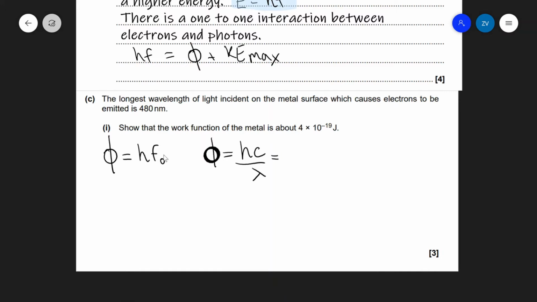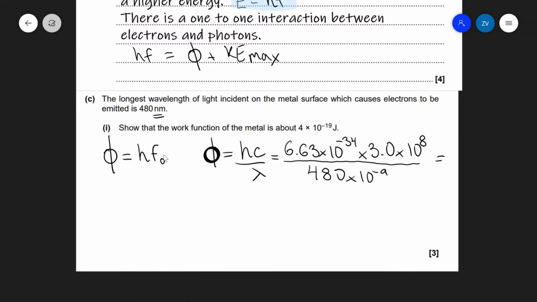So the work function will be equal to Planck's constant, which is 6.63 times 10 to the power of minus 34, times the speed of light, which is 3.0 times 10 to the power of 8 meters per second. Then we're going to divide this by the wavelength, not forgetting to convert the nanometers to meters. So that's 480 times 10 to the power minus 9. Like so, when plugging this into a calculator, we are going to get 4.14 times 10 to the power of minus 19, which is about 4 times 10 to the power of minus 19 as required by this question.